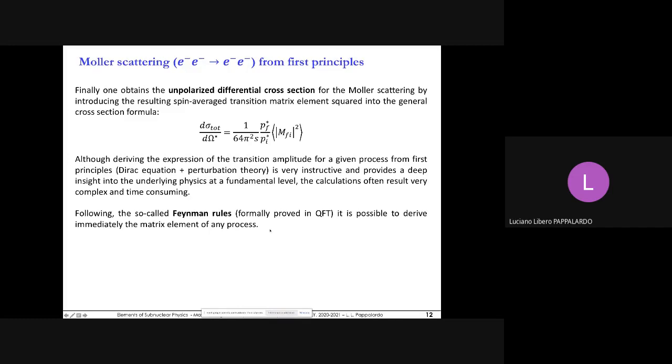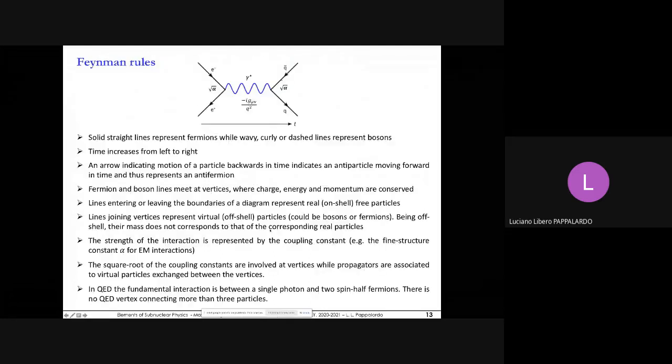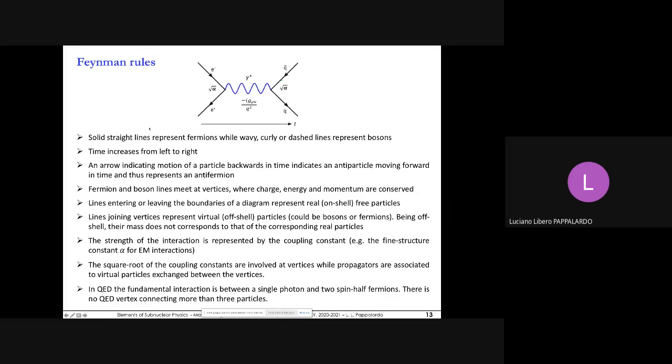So let me draw you the Feynman rules, which are the rules to construct Feynman diagrams and to make a correspondence between any element of the Feynman diagrams and the matrix element, as I was mentioning at the beginning. So let's take this as an example, okay? Solid straight lines represent fermions, always, while wavy, curly, or dashed lines represent bosons.